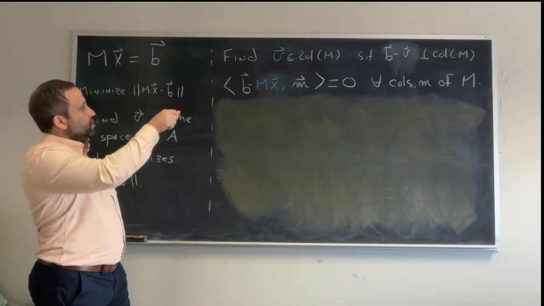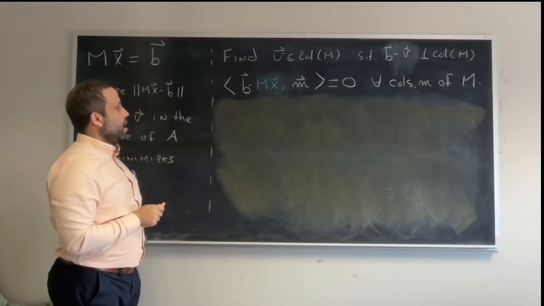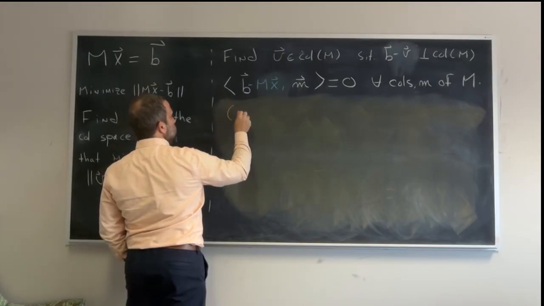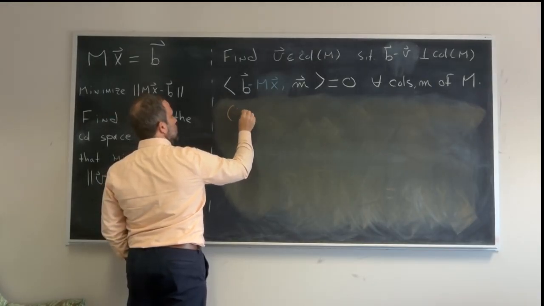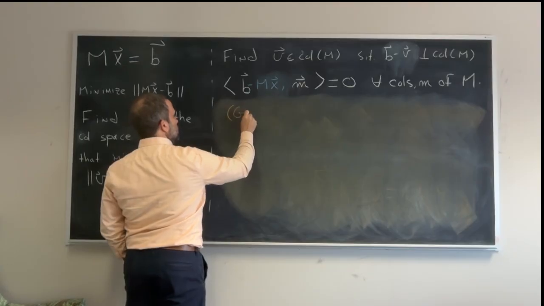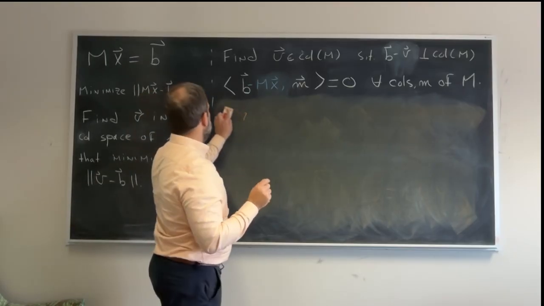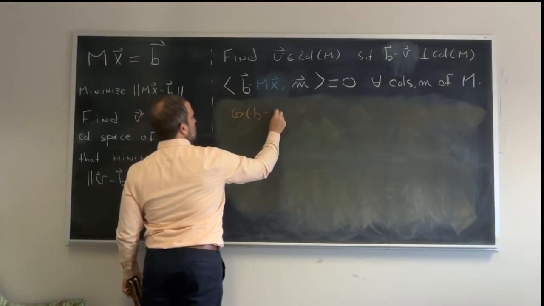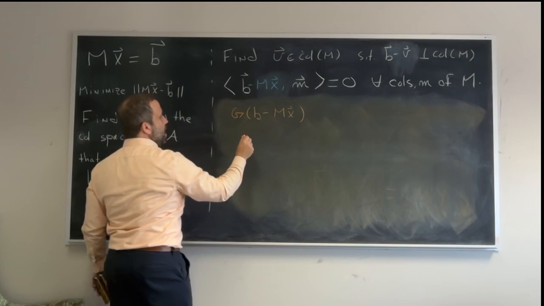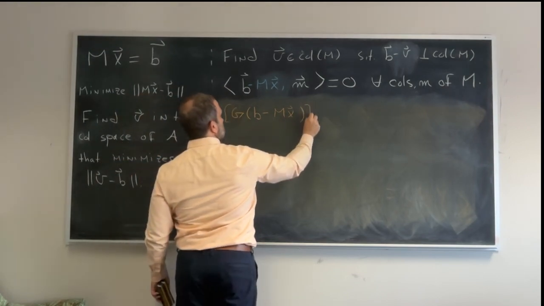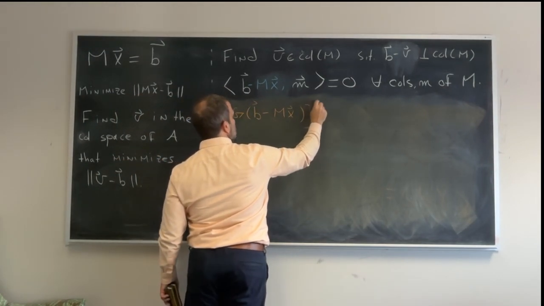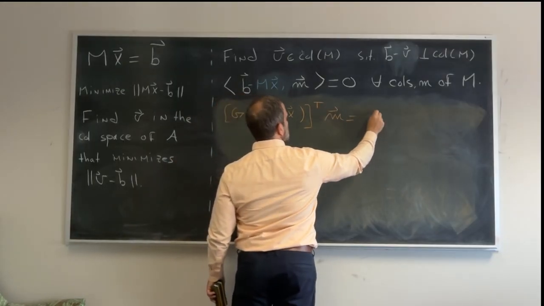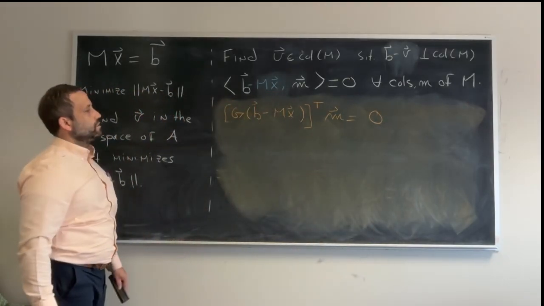So let's think about what this means. So if this dot product is equal to 0 for all columns of M, what does this mean? It means if you do G times B minus MX, if we do the transpose of this times M, this is going to be equal to 0 for all columns of M.